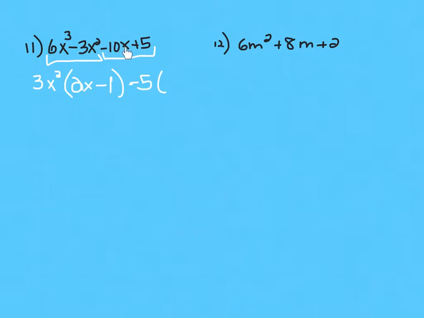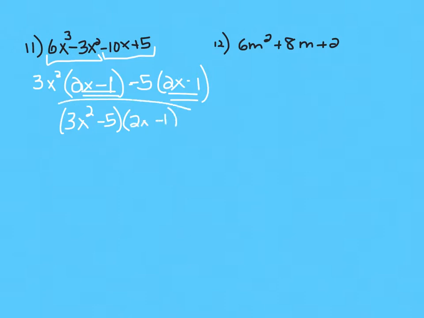So negative 10x divided by negative 5 is positive 2x. And then positive 5 divided by negative 5 is negative 1. Okay, so now all we have to do is just group together what's on the outside of the parentheses, so the 3x squared and the minus 5. And then we can rewrite this common binomial once. And that's our answer for number 11.